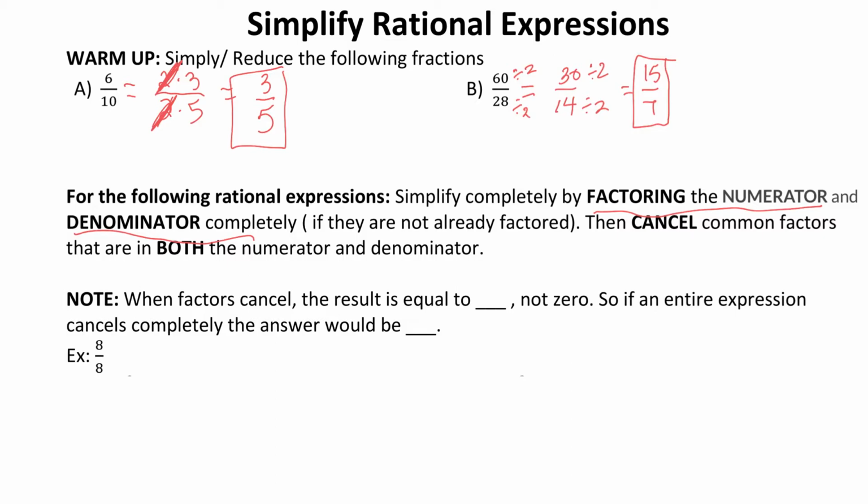Note that when factors cancel, the result is equal to 1, not 0. So if an entire expression cancels completely, the answer would be 1. Think of taking 8 divided by 8. You wouldn't say that that's 0. That is equal to 1. So the same thing happens if you have a polynomial. So let's say I have x plus 2 divided by x plus 2. Well, that whole factor cancels, but we don't want to say 0. That would just be equal to 1.